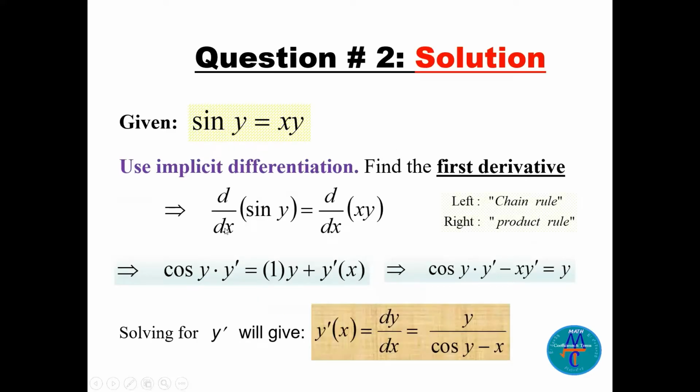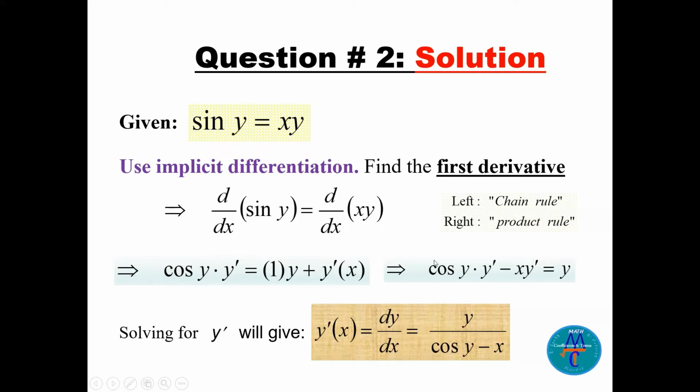So the derivative of sine of y is equal to the derivative of xy. On the left side here, we can use the chain rule. On the right side, we can use the product rule. So the derivative of sine of y will be cosine of y times y prime. Here we have u prime v plus v prime u. The derivative of the x will be 1 times the y plus y prime times the x.